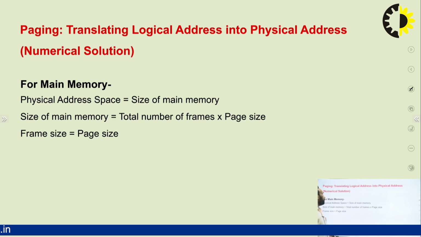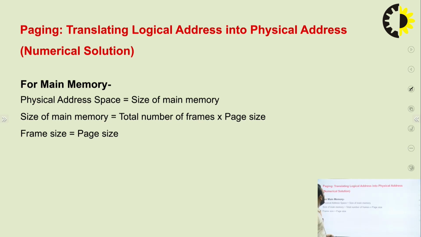There are a few terms generally used in numericals. These are physical address space. What is physical address space? That is actually the size of main memory. In a few questions it is defined as physical address space, so don't be confused here. That represents the size of main memory. In a few questions, size of main memory.